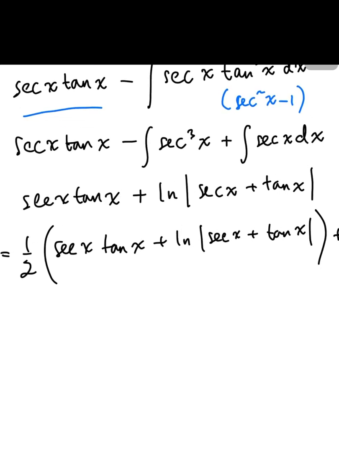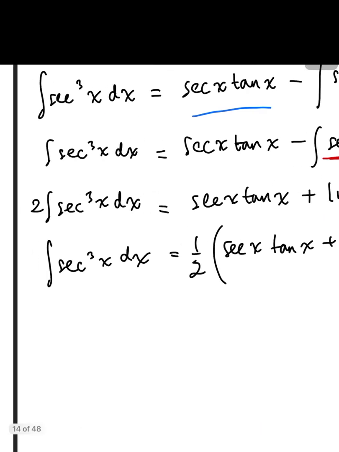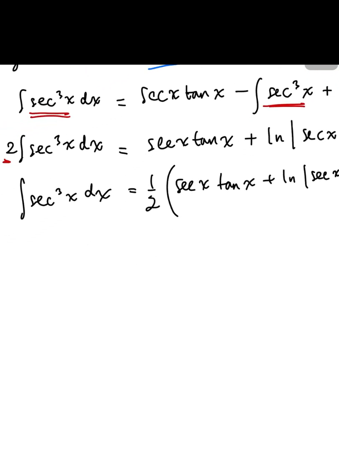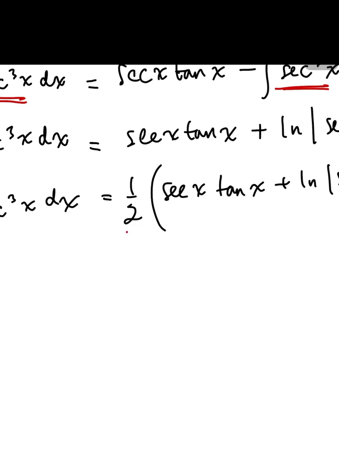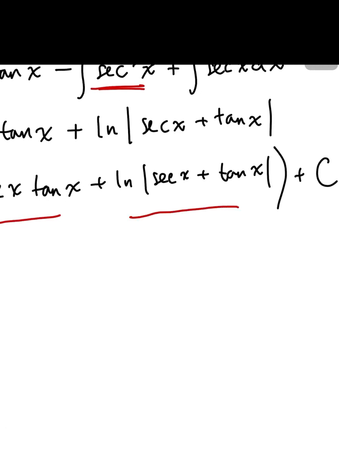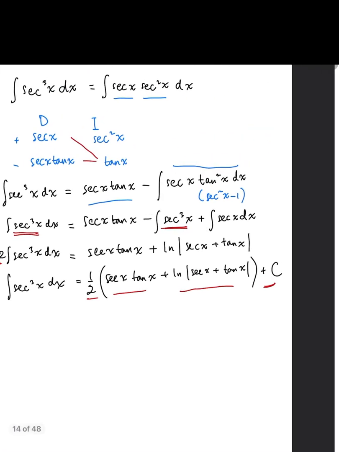And then the second one, secant x, we already solved, it's ln secant x plus tangent x, and this secant cube here is the same as our secant cube in the question, so I can move that to the left-hand side and it becomes 2. So the whole equation becomes half secant x tangent x plus ln absolute value of secant x plus tangent x, and a plus c at the very end. Okay.